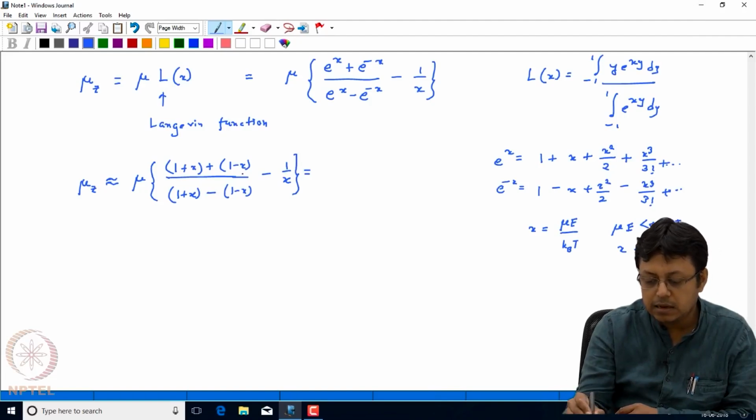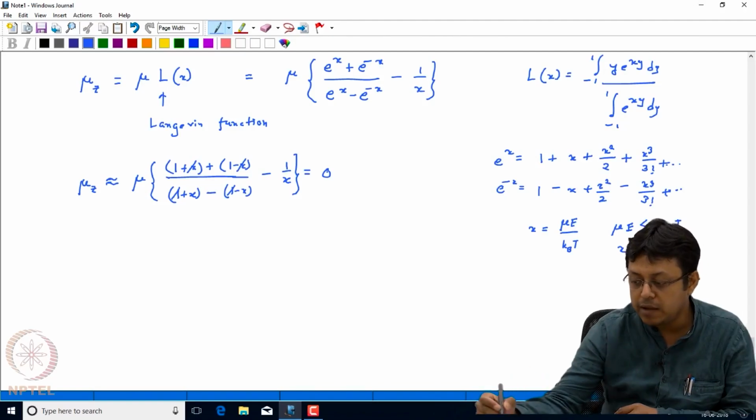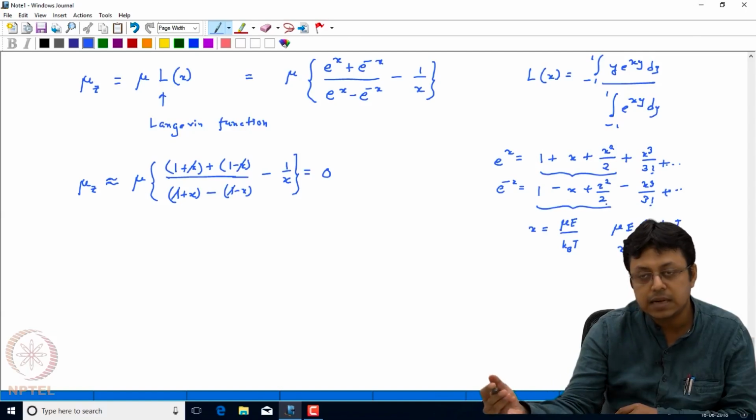Then I see that in the numerator the x cancels out, in the denominator the 1 cancels out, and what I'll have is 2 divided by x minus minus x, which is 2x. So I'll have 1 by x minus 1 by x, which will be 0. So I cannot approximate this way. I have to take at least up to the second order term, otherwise I cannot write it in terms of x.